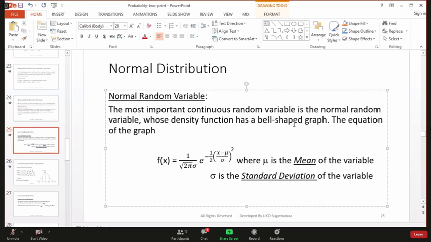Now, mathematically, we study the mathematical part. The most important continuous random variable is the normal random variable. Its density function is a bell-shaped graph. The equation of the density function is the probability distribution. Remember, we normally call it the probability density function. The equation is exponential of minus x minus mu over sigma, squared. Remember here, mu is the mean.